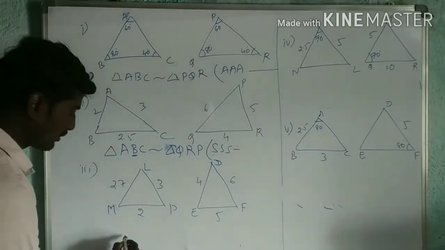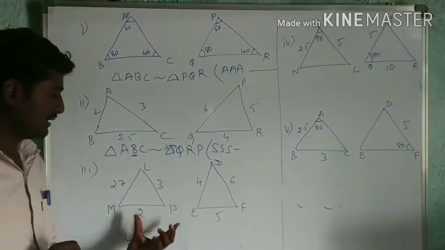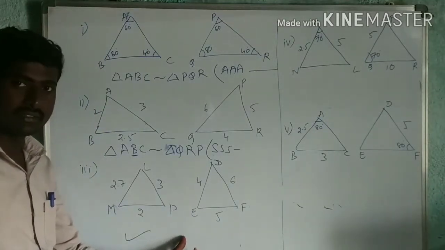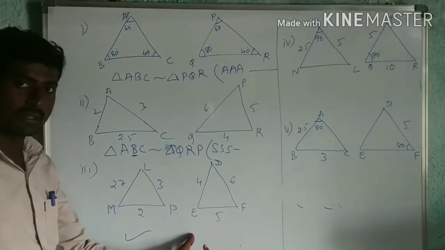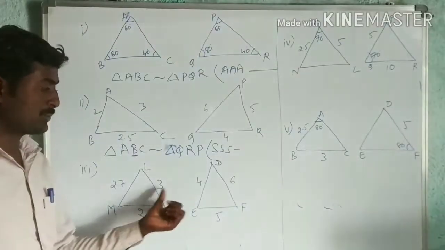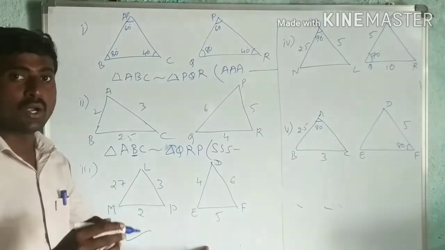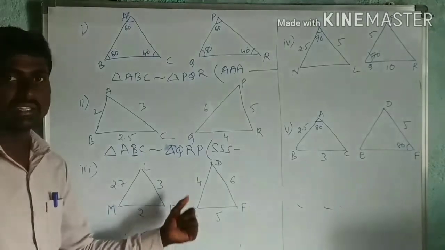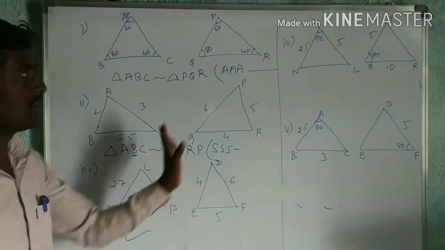proportional. Okay, you give the reason. Write it now. These two triangles are not similar because corresponding sides are not in proportion. Corresponding sides are not in proportion. Okay, this is our third one. Then I'll go for the fourth one.